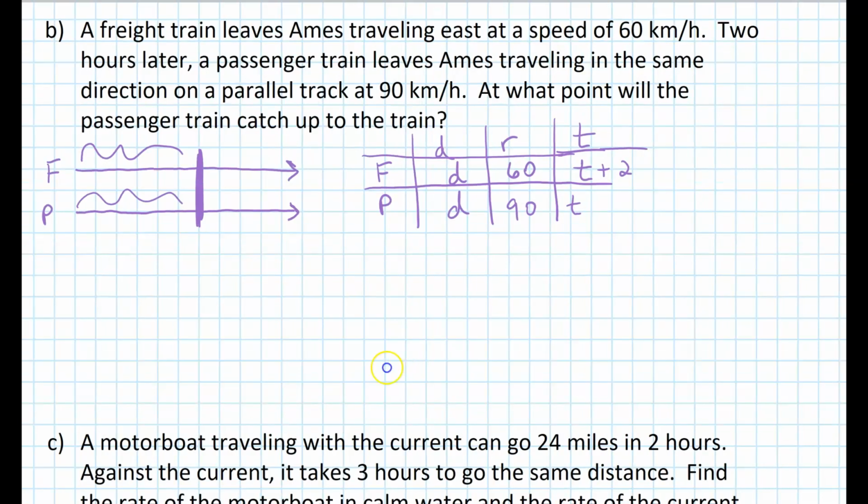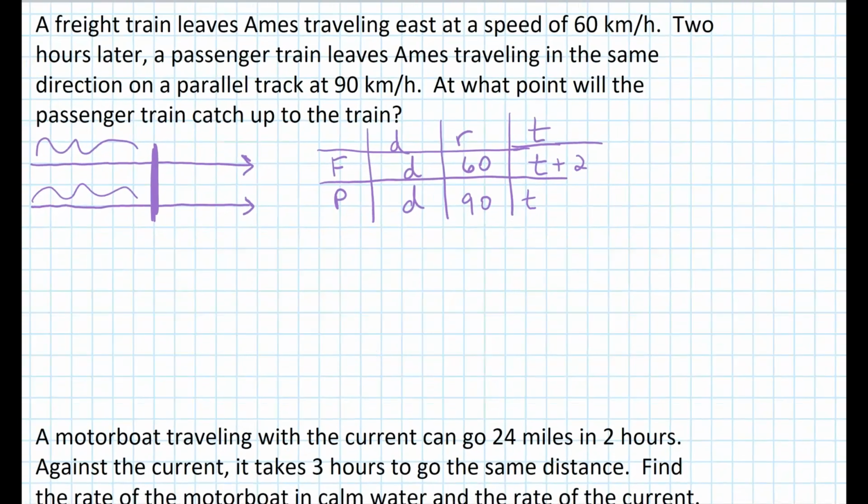Okay. Now, from this, what do we know? What is the relationship between distance, rate, and time? It will help you find out where the point is. Rate times time equals distance. Okay.